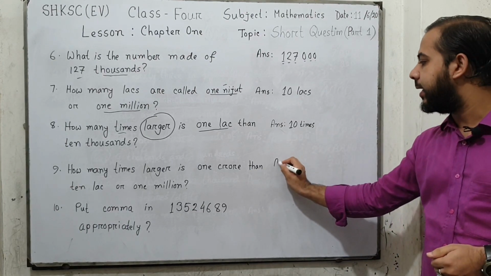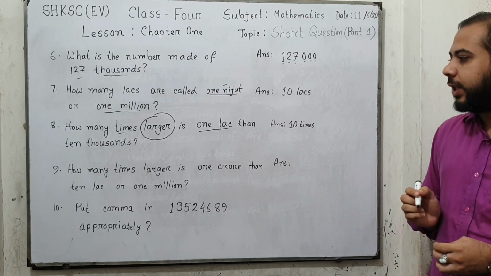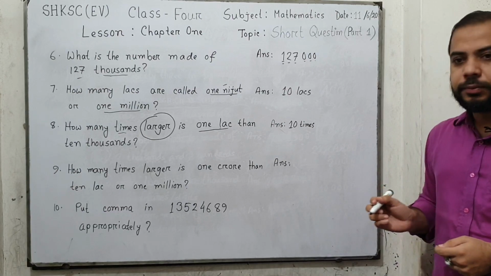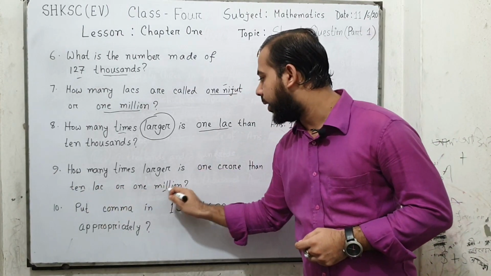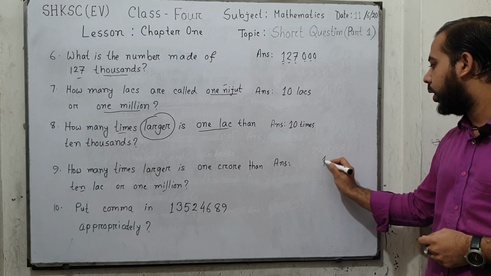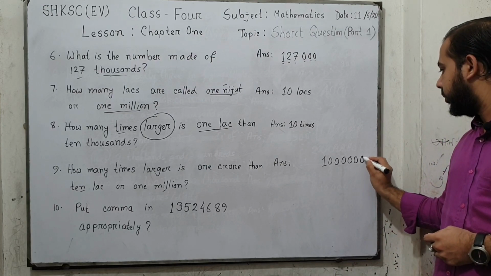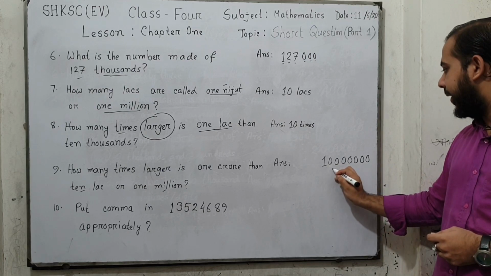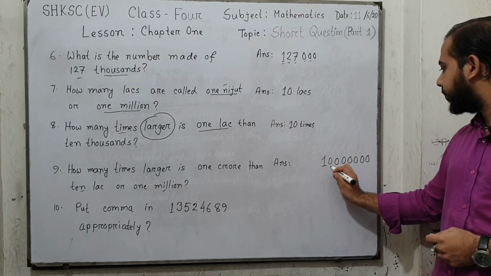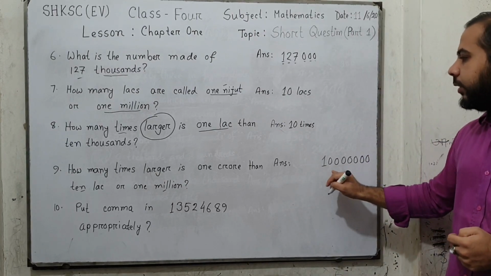Question number 9 asks, how many times larger is 1 crore than 10 lakh or 1 million? We know 10 lakh is called 1 million. So at first again we have to write 1 crore. So 1 crore. This is 1 crore. 1 and then 7 zeros. 1 and after 7 zeros it will be 1 crore.